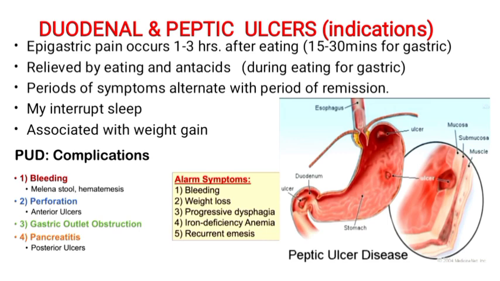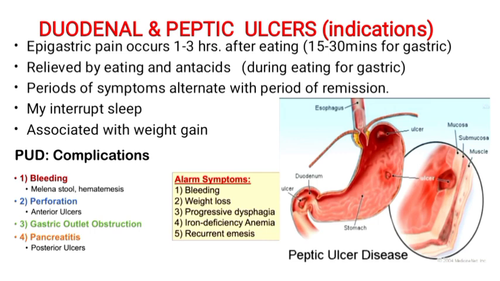But also we have gastric outlet obstruction. This gastric outlet obstruction in some cases may cause vomiting. But also we have pancreatitis. The pancreatitis is among the complications of peptic ulcer.